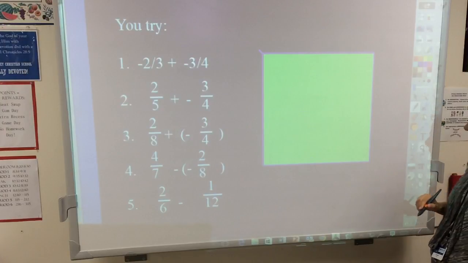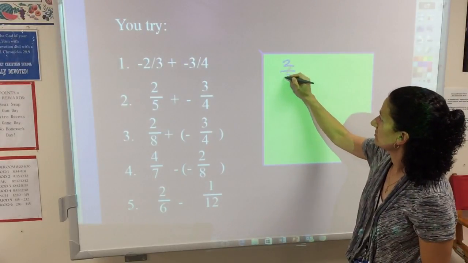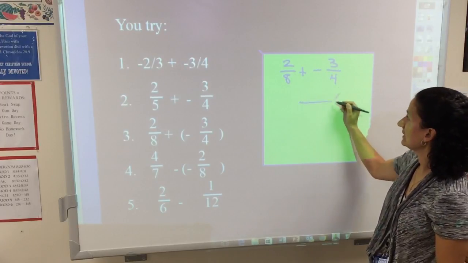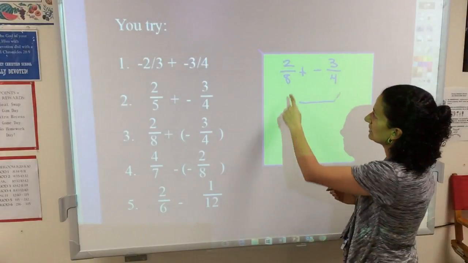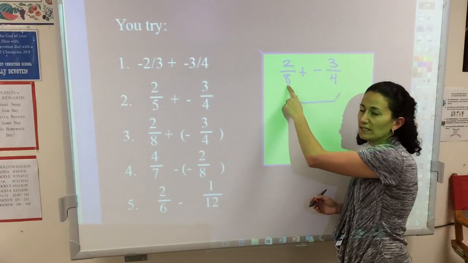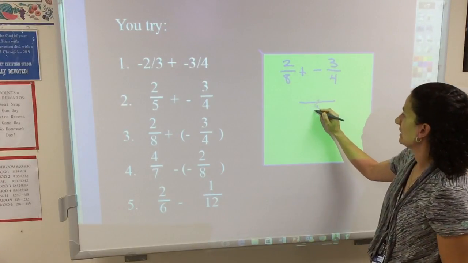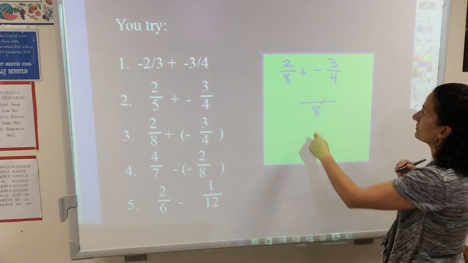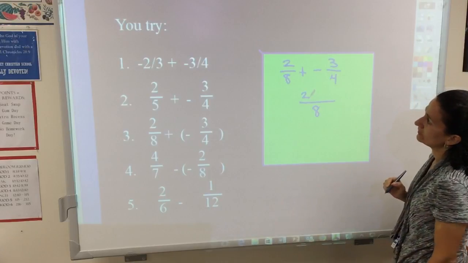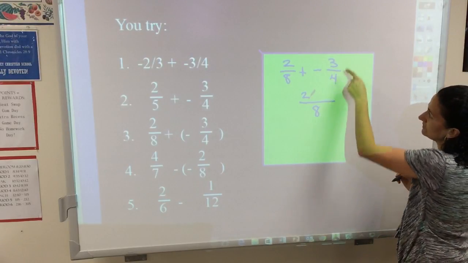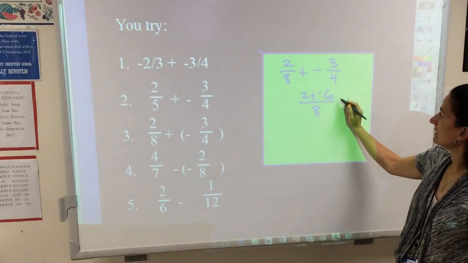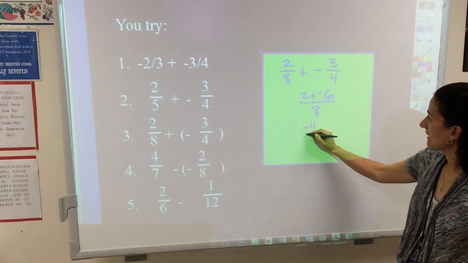Let's check number 3, see how you did on that one. 2/8 plus negative 3/4. All right, so common denominator here is 8. So I don't need to change this one at all. Sometimes one of the denominators goes into the other evenly, and one of the denominators becomes our least common multiple. So I'm not going to change this. If I don't change the denominator, I don't need to change the numerator. 4 times 2 is 8, so 3 times 2 is 6, but that was a negative. So 2 plus negative 6 is negative 4/8.